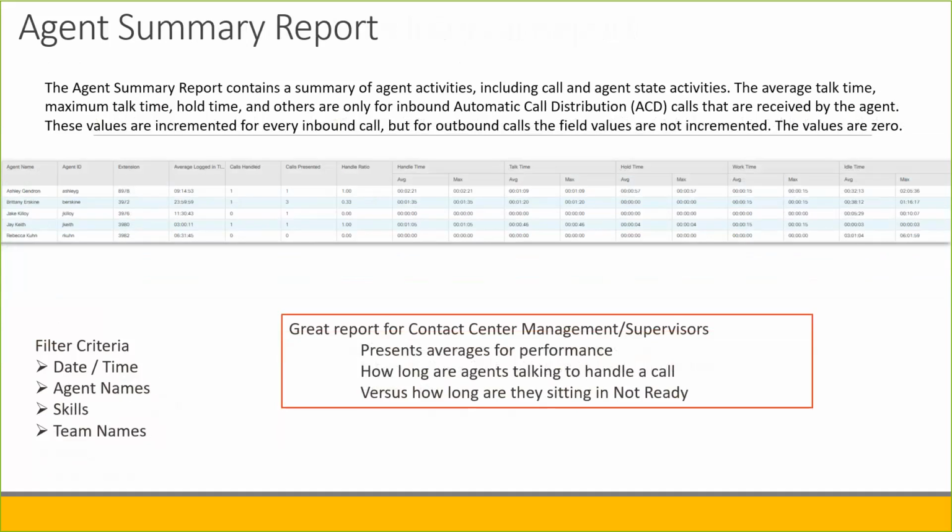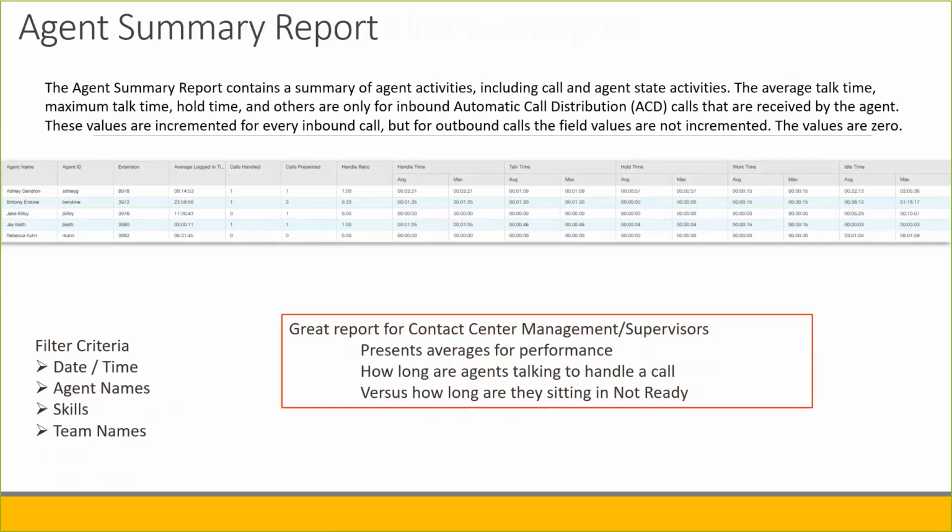Handle ratio that you see here is defined as calls that the agent handled divided by the calls that are routed to the agent, right? So ratio of calls routed versus actual calls handled. So of course, the closer to that 1.0 ratio we get, the better off we are.